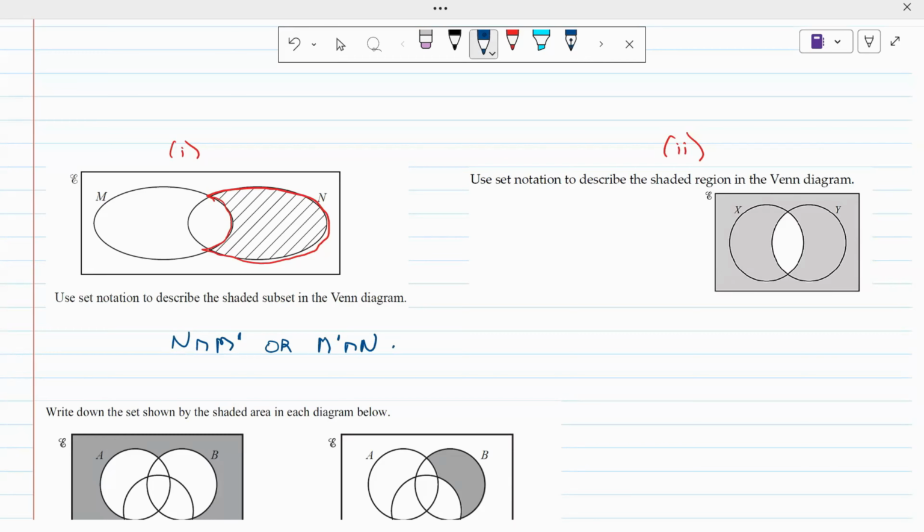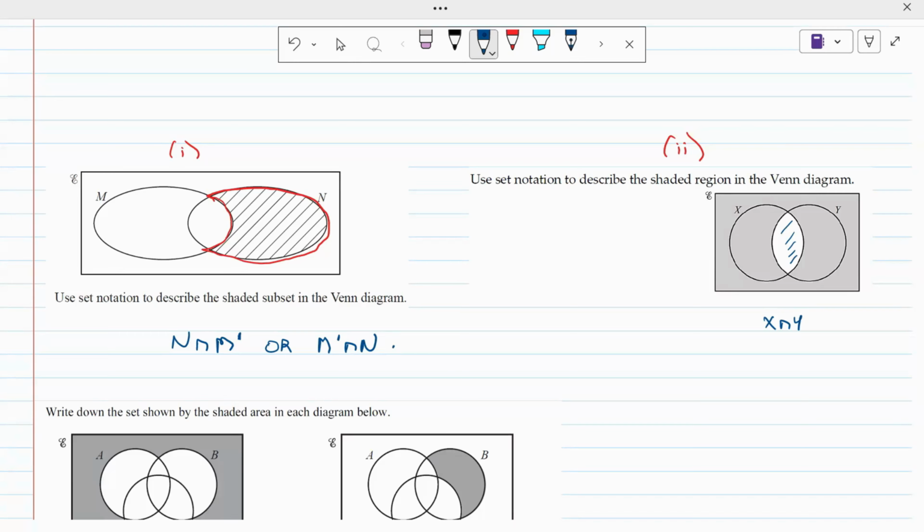Okay. Second example. Use set notation to describe the shaded region in the Venn diagram. Now, if you may see here, everything is shaded, right? Every single thing is shaded except this common region. The except common region means you have to think. Common region is the intersection. This is X intersection Y. This is a common region. And this has been removed from the universal.